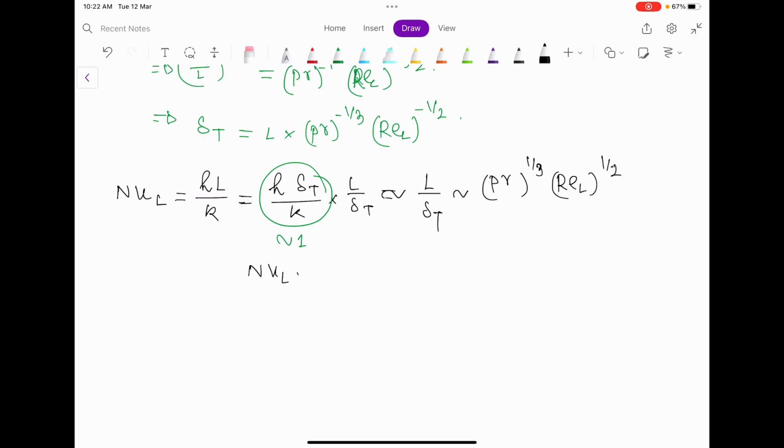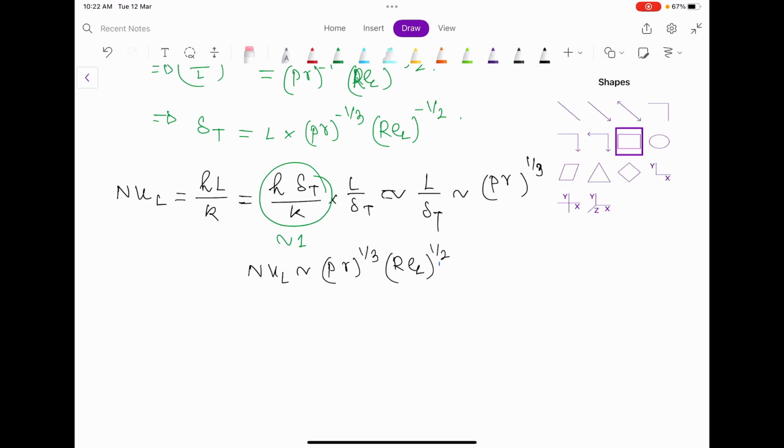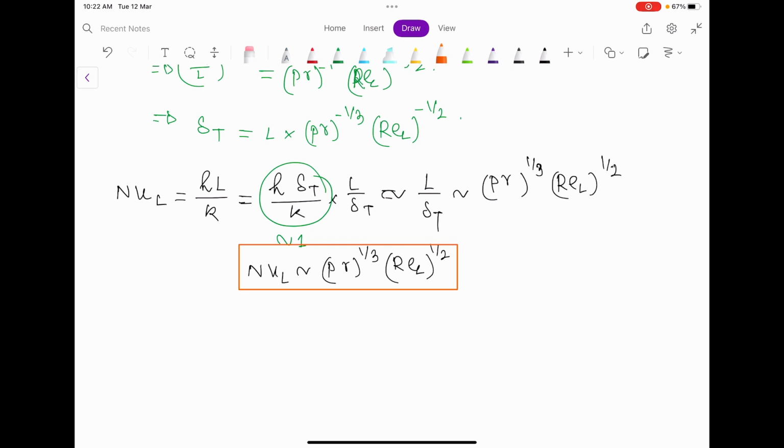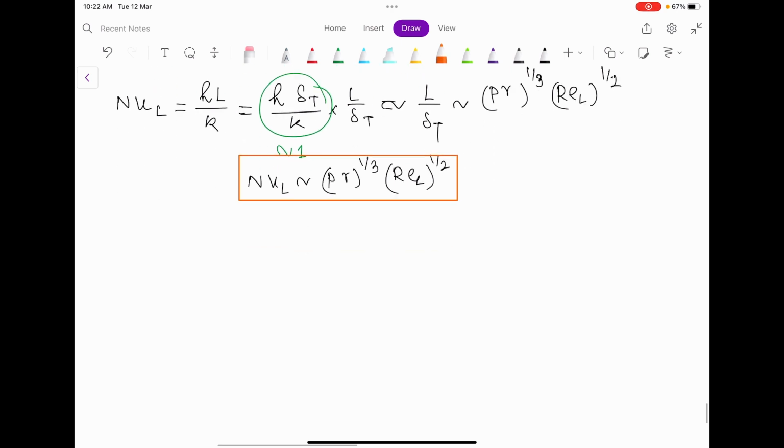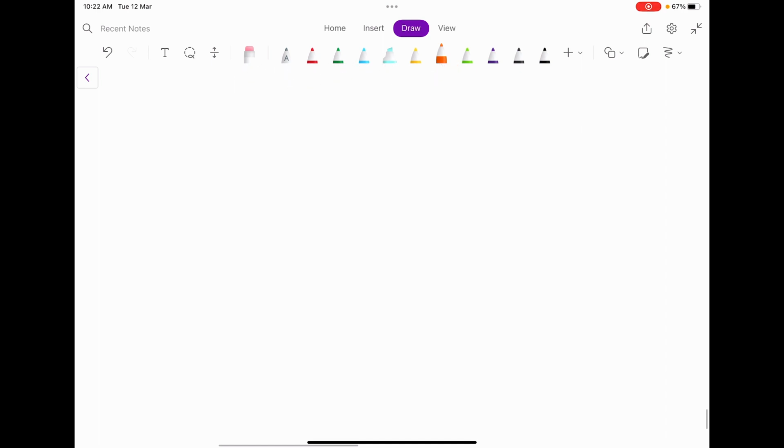So Nu_L becomes Pr to the power 1 by 3 and Re_L to the power half. Okay, so now we have the two expressions for Nusselt number for two cases. So now we will do the exact analysis. We have done the order of magnitude analysis.